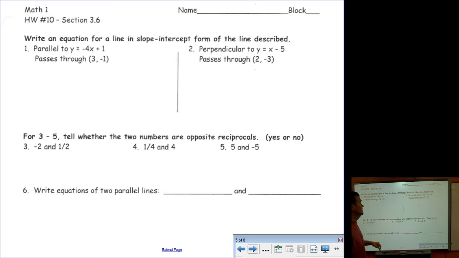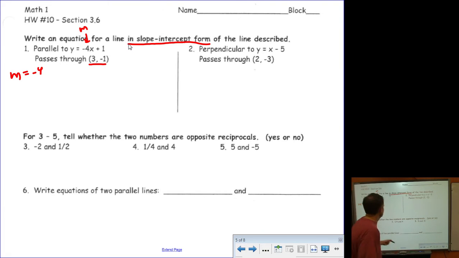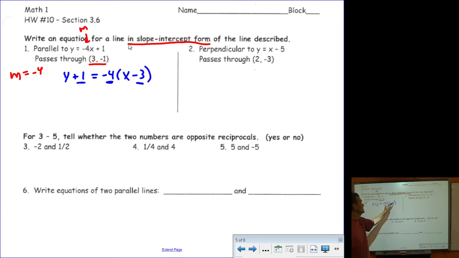Number one, I'm supposed to write an equation in slope-intercept form. Parallel and passes through. Okay, so parallel to this line means my slope needs to be -4 because lines that are parallel have the same slope. And my line passes through this point. So my equation would be y plus 1 equals -4 times x minus 3. That would be using the slope and the point 3, -1 in point slope form.